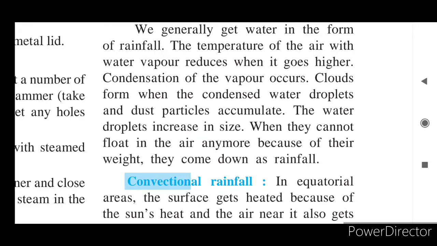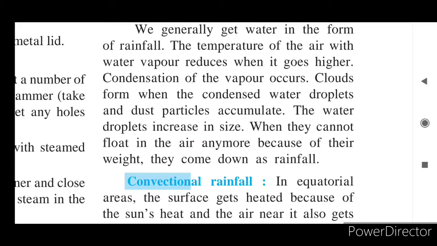Condensation of the vapor occurs. Clouds form when the condensed water droplets and dust particles accumulate. So see upside, clouds form when the condensed water droplets and dust particles accumulate. The water droplets increase in size. When they cannot float in the air anymore because of their weight, they come down as rainfall.